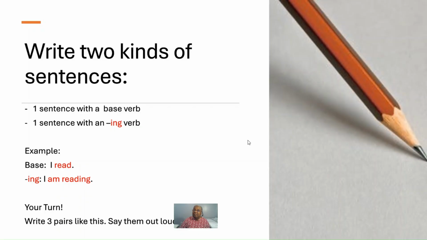Write 2 kinds of sentences. Write one sentence with a base verb and another sentence with an ing verb. Example, I read is a sentence that uses the base verb. I am reading is a sentence that uses the ing verb. Your turn. Write 3 pairs like this. Say them out loud too. Please pause the video and work at your own pace.